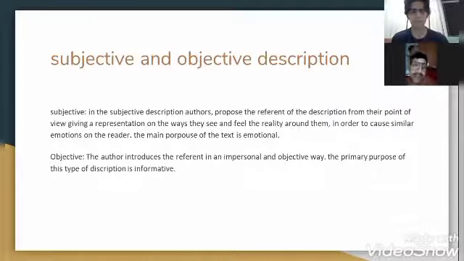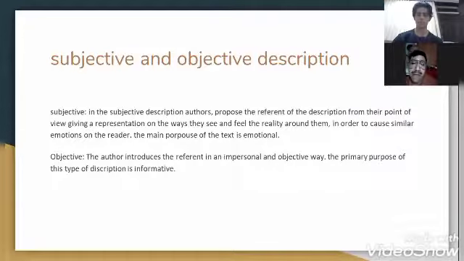In the subjective description, the author's purpose is to refer to the referent of the description from their point of view, giving a representation of the way they see and feel the reality around them, in order to cause a similar emotion in the reader. The main purpose of this is the emotions. So by this, the author wants the reader to understand an emotion.